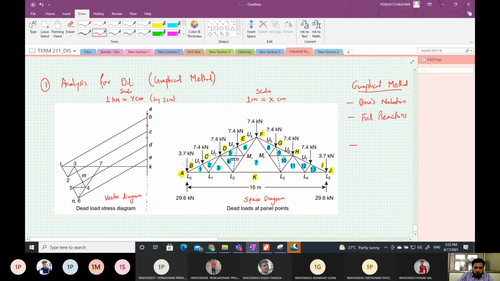See, you draw C to D, D to E, F to G, G to H, H to I to J. Now, when you draw J, you will be somewhere here. Okay. Then from J to K, the reaction is acting in the upward direction. So from J you draw in the upward direction, and you will get the value of K. That will be at the mid of this.